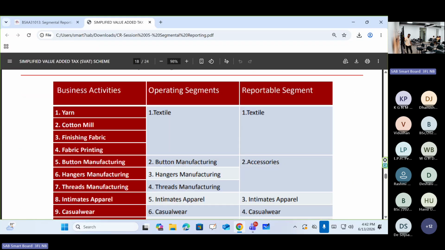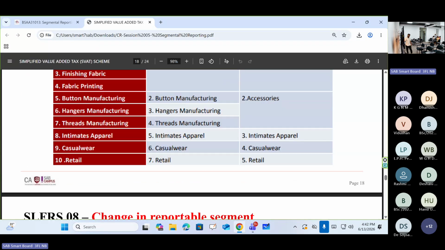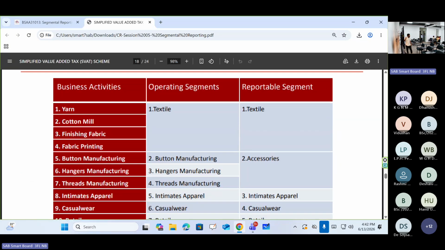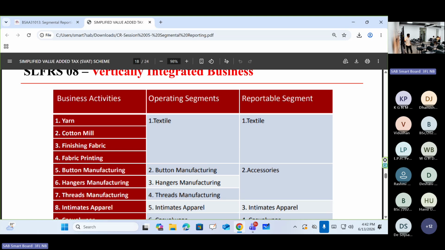75% threshold. So you can see aggregation here in a garment manufacturing company: manufacturing buttons, hangers, threads. We combine that as accessories, right? Aggregation.